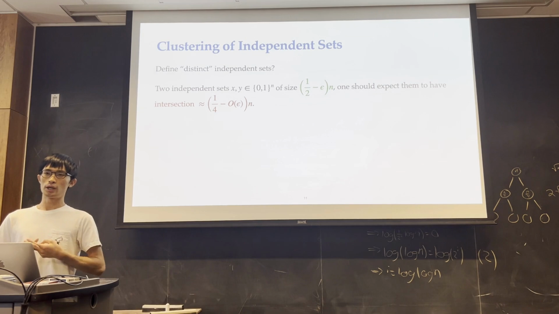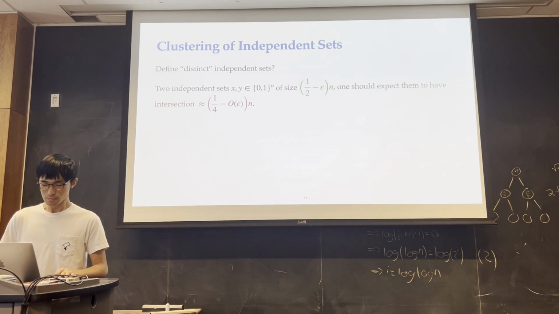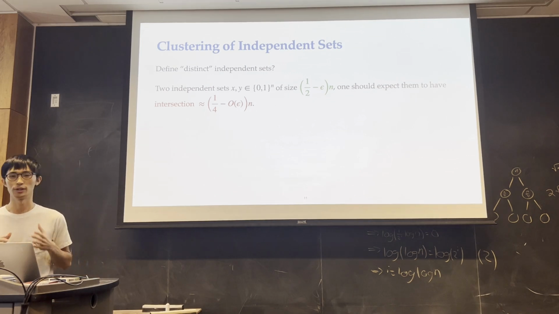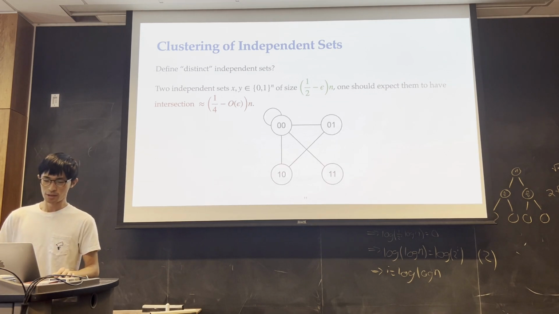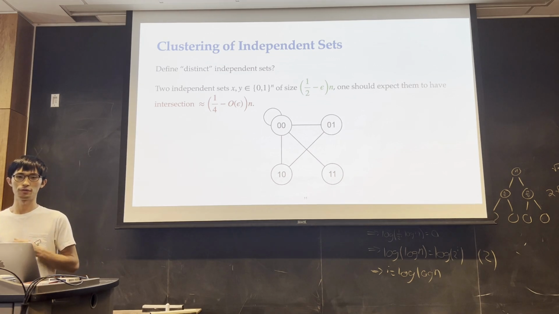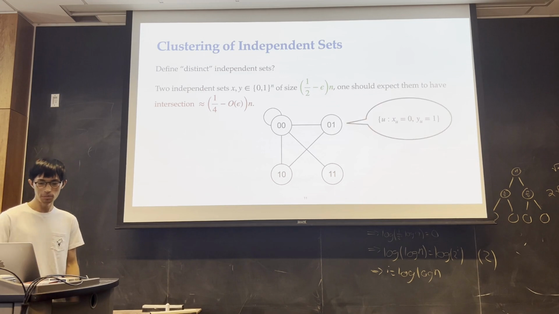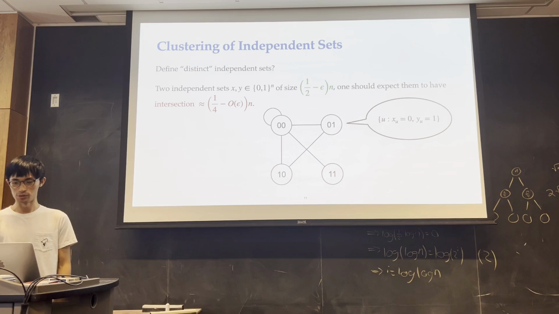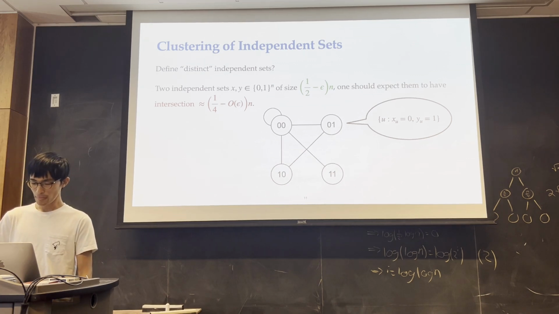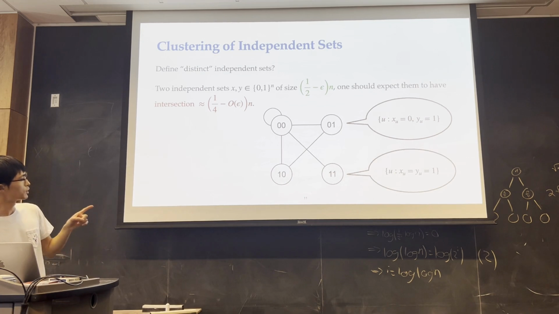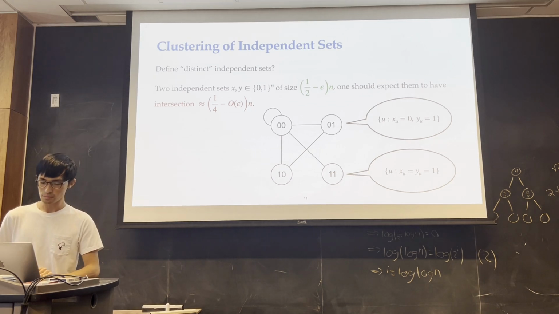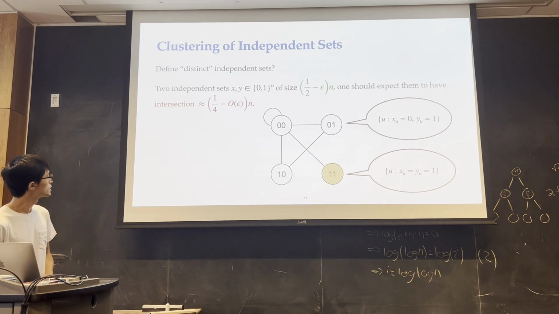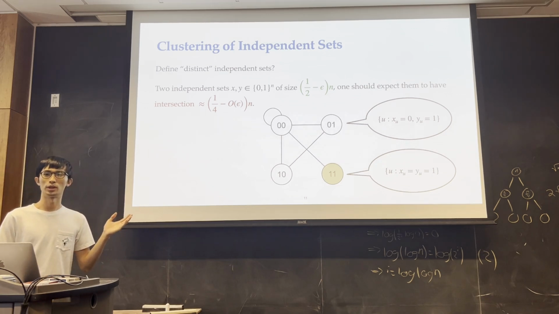Then if these two are roughly random, then we should expect them to have intersection roughly 1/4 times n. Here's a mental picture to keep in mind. Two independent sets partition the graph into 4 parts. For example, the 0, 1 part contains the vertices where x_u equals 0 and y_u equals 1. The second, this 1, 1, is a part where the vertices have x_u equals y_u equals 1. So in particular, the intersection between x and y is exactly the size of this part 1, 1.